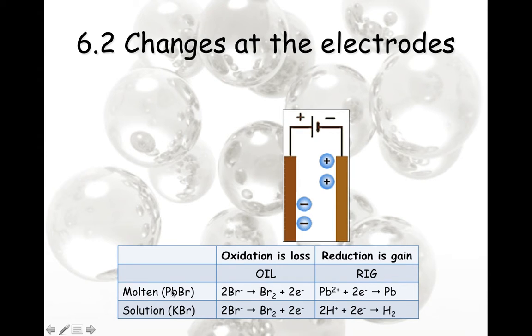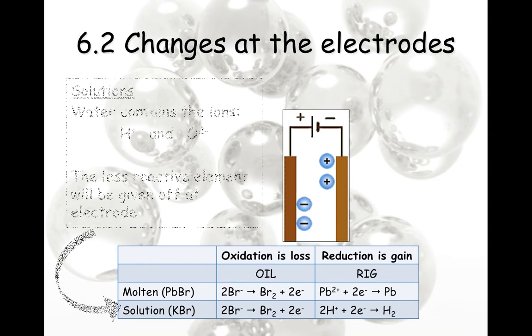So here it says if we have molten PbBr2, well, that means all we have present are the lead and the bromine. It should have a 2 there. And so here's the bromide being oxidized, and here are the lead ions being reduced. But if we have a solution of KBr, now we have K plus, Br minus, but we also have water. And so we're going to have to worry about, in this case, well, the bromide still will be able to be oxidized, but instead we're going to have the water. And that water is what we're going to have to worry about being reduced.